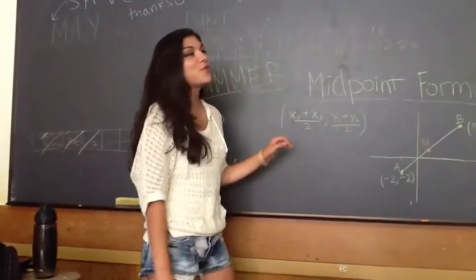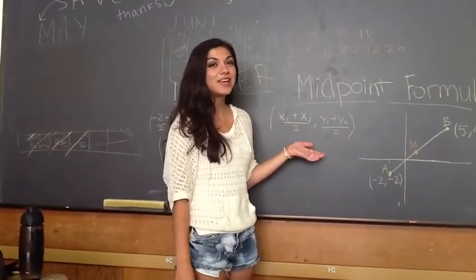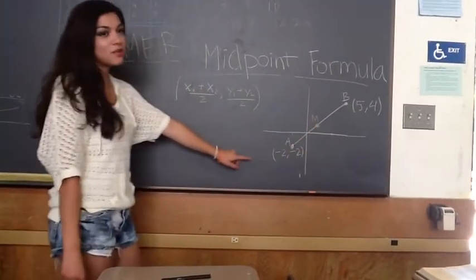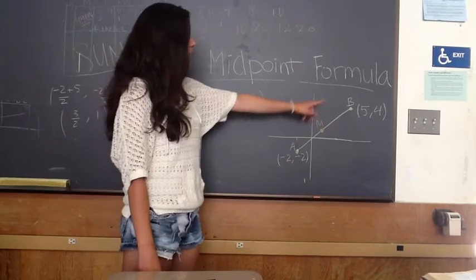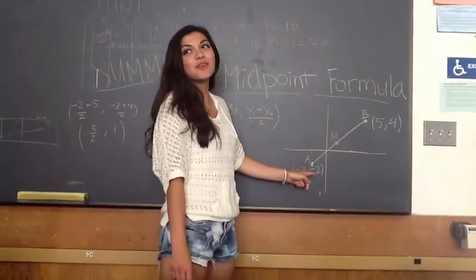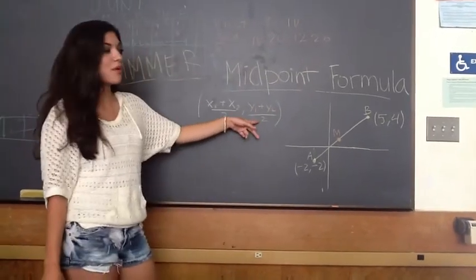Here's an example of putting the midpoint formula to use. In this example, we're trying to find the coordinates of point M. To do this, we take the x coordinates of points A and B, add them together, and divide by 2. Then we take the y coordinates of points A and B, add them together, and divide by 2.